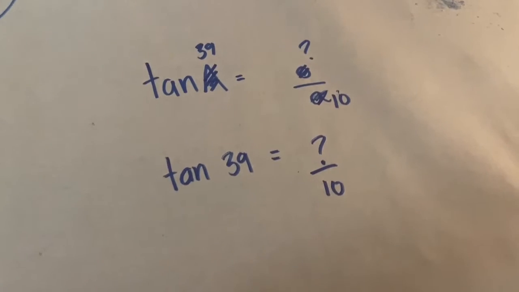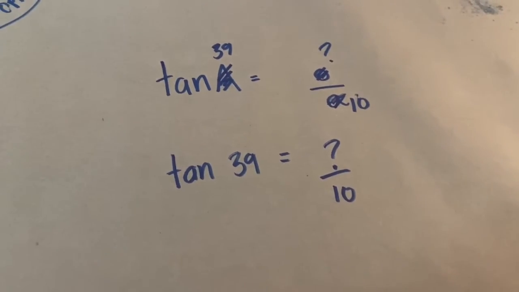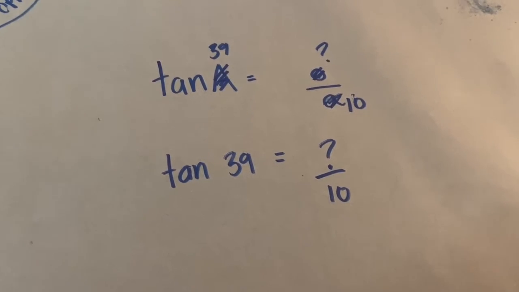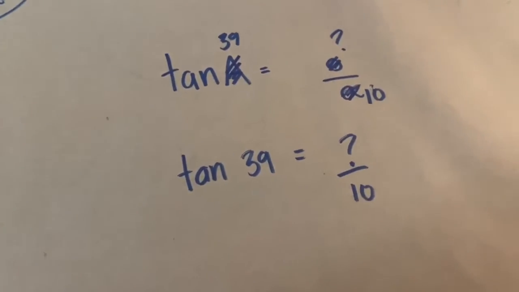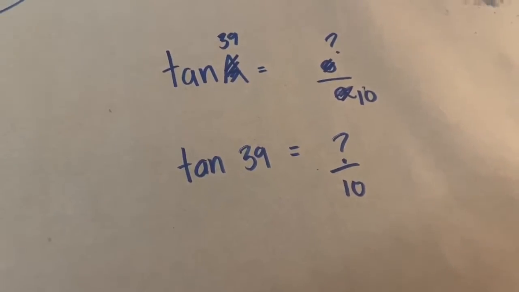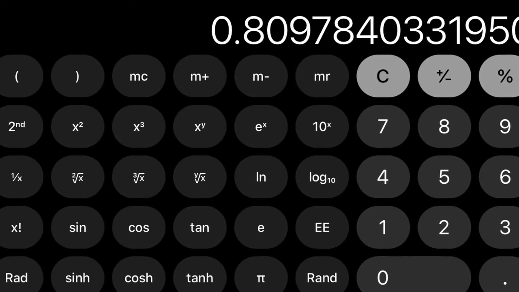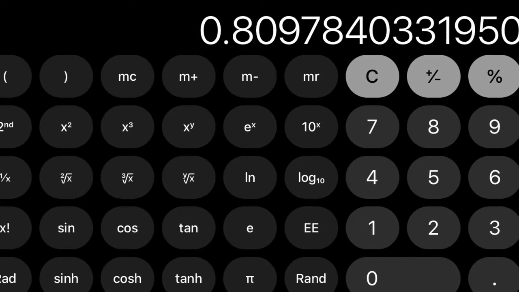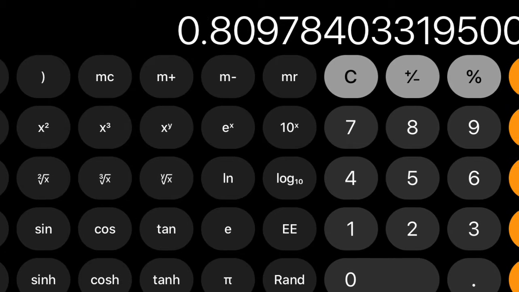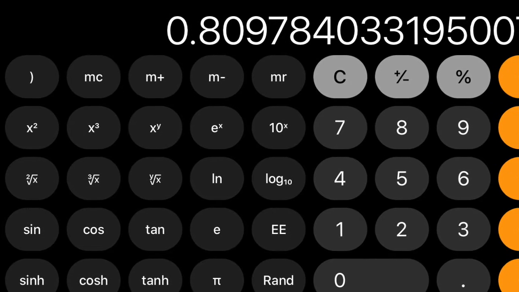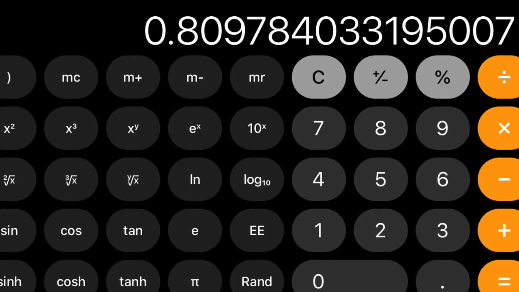So what I need to do is take out my calculator, and your cell phone will probably work for this. You want to type on your calculator tan 39, or maybe, depending on what you have, 39 tan. You want to figure out what that decimal should be. I use my cell phone as my calculator, and when I did tan of 39, I got 0.809784 and a whole bunch of other decimal places after that. So I'm going to use that in my equation.